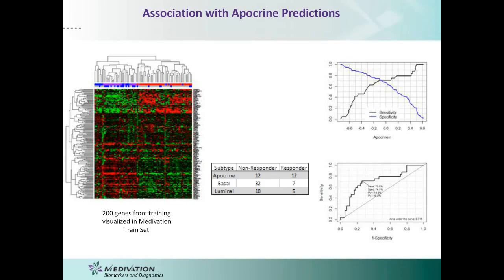However, in the basal and the luminal groups, while the responders are at a much lower proportion, the actual numbers are still well above zero. So if we took this predictor to be our biomarker, we would miss many of the responsive cases, despite showing certainly accuracy that's well above chance, as you can see through the sensitivity and specificity curves at the top right, or the ROC curve on the bottom right.